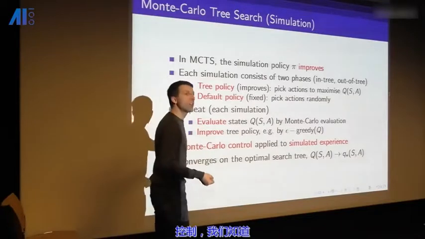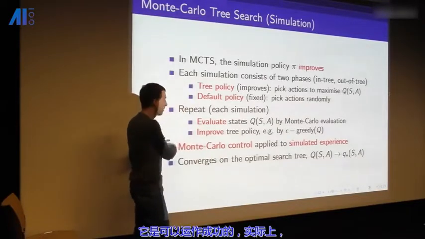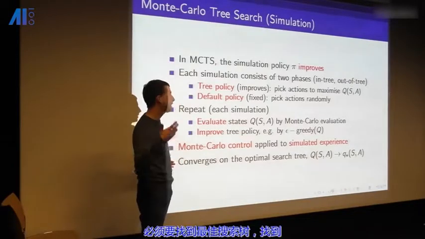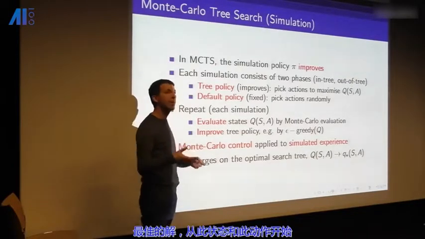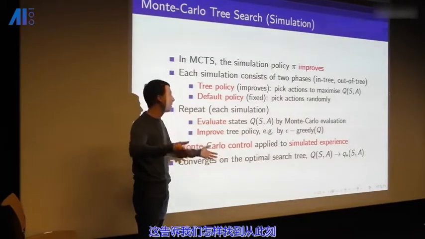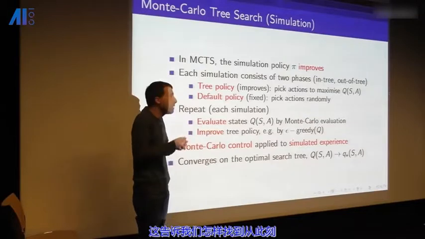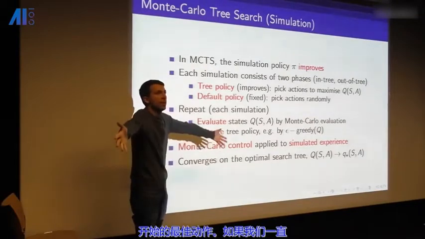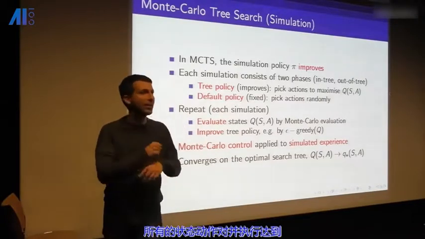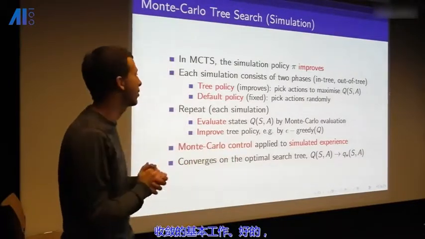And because it's Monte Carlo control, we already know that this thing works. In fact, what this tells us is that this thing actually has to find the optimal search tree. It has to find the optimal solution, the best possible way to behave from this state and this action onwards. This tells us how to find the best action from now onwards, if we keep running this forever, continue to explore all state action pairs and do the usual things that we need for convergence.